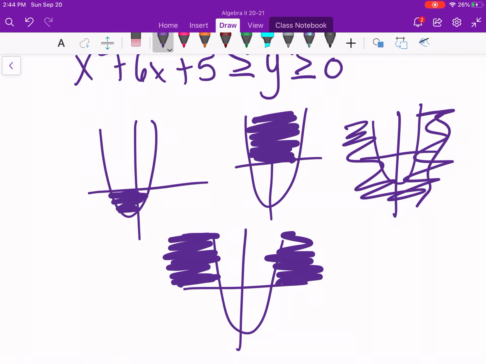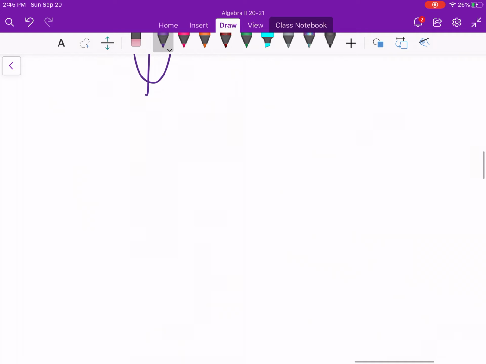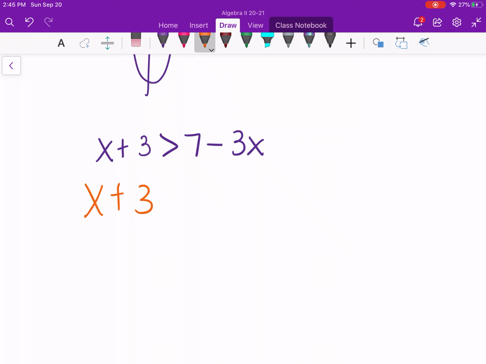Your next example is two linear. So that would be x plus 3 is greater than 7 minus 3x. Again, you're just going to stick a y in the middle. So x plus 3 is greater than y is greater than 7 minus 3x. And then you can just type that into Desmos.